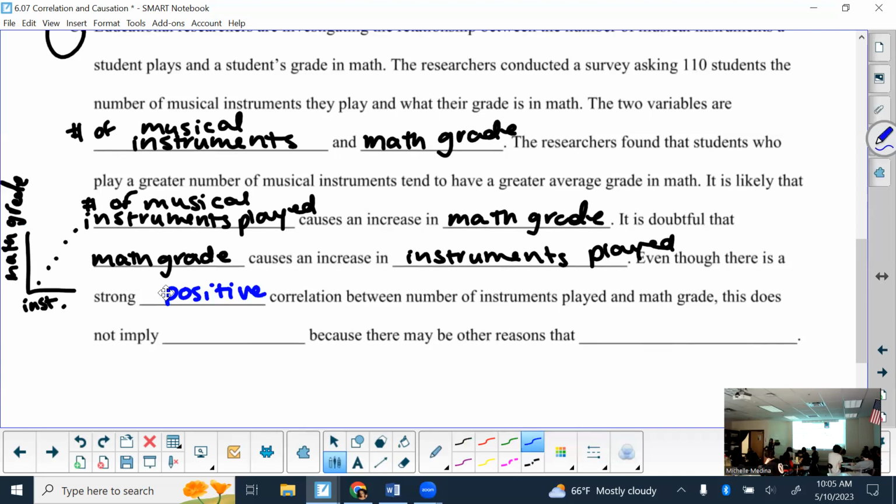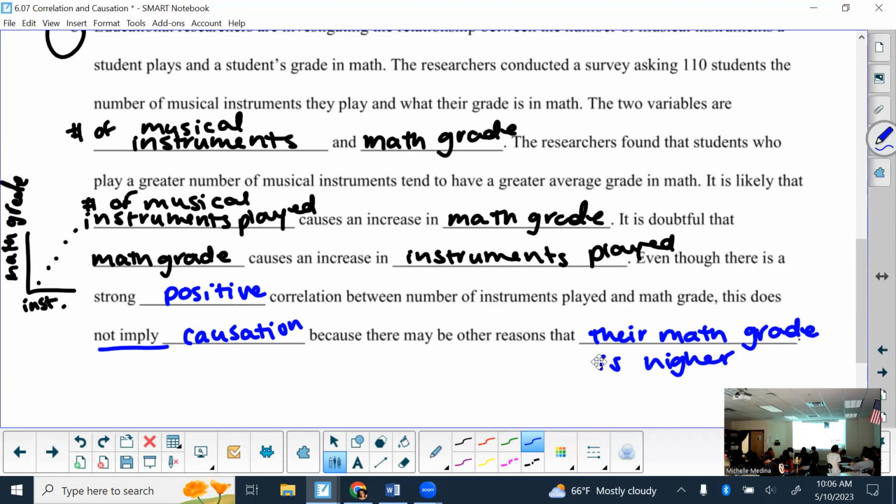So there's definitely a correlation. Is there a causation? So this does not imply causation, because there may be other reasons that their math grade is higher. Like what? Work ethic, studying, paying attention, having good effort. So it's not just that you have to play an instrument to be good at it. All right, questions, comments, concerns?